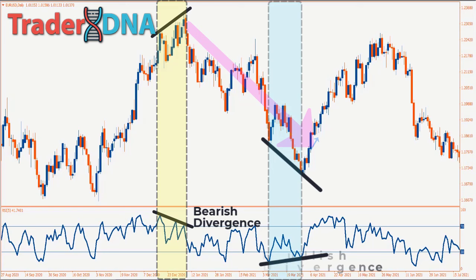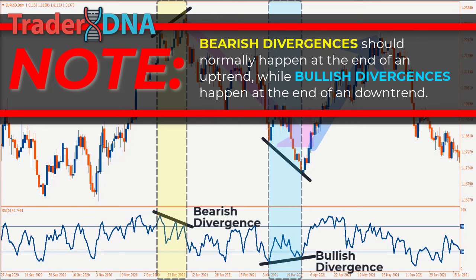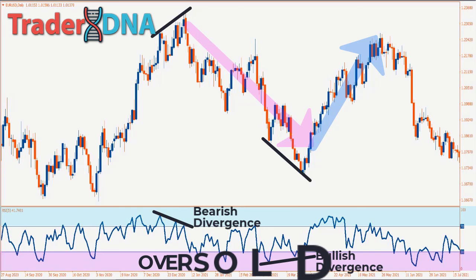Note: bearish divergences should normally happen at the end of an uptrend, while bullish divergences happen at the end of a downtrend. The divergence should ideally take place from an overbought or oversold level on the relative strength index. Wilder advocated RSI indicator trading strategies complementing the use of oversold and overbought levels with the concept of divergence.